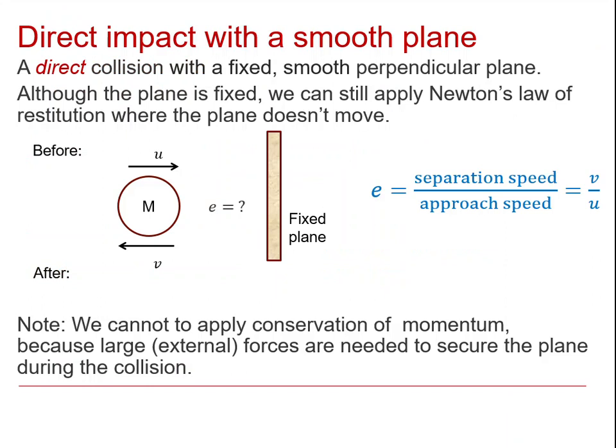Now we can't apply conservation of momentum here because the wall is held fixed. When the ball impacts, the wall is subject to a high force over a short time, and its rigidity is assured only by assuming that the foundations of the wall exert similar large impulses to keep it firm. They're external forces, so we can't apply conservation of momentum.